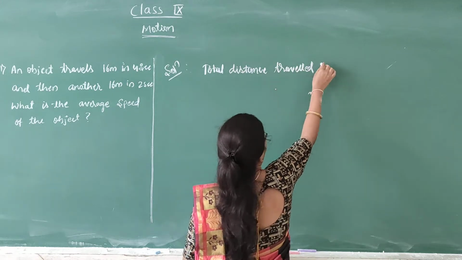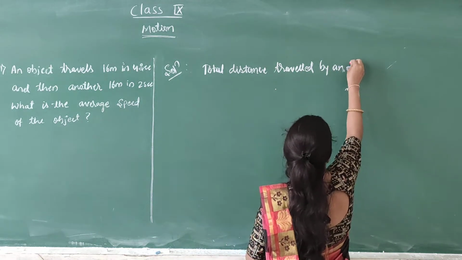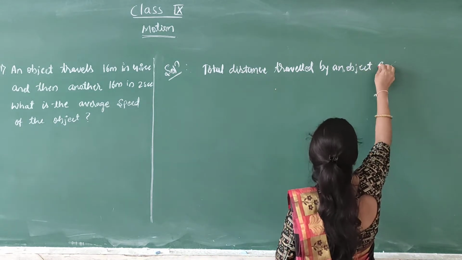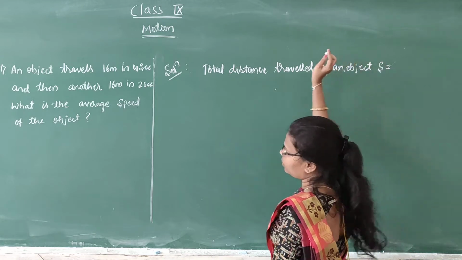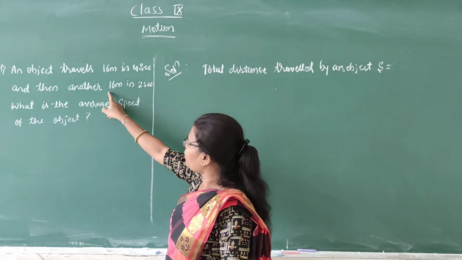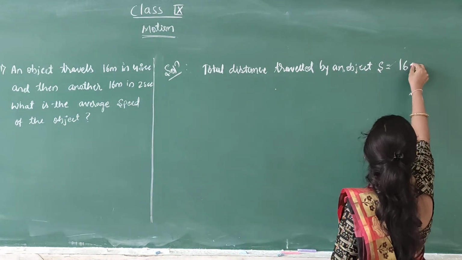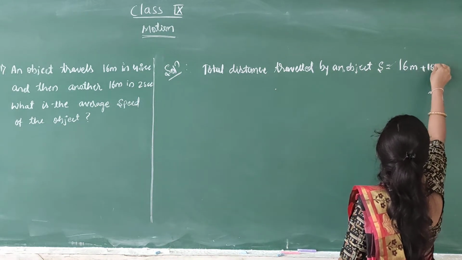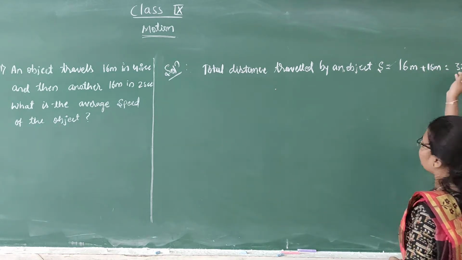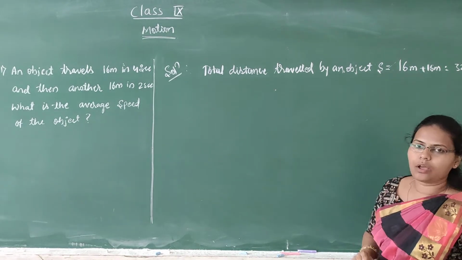So the total distance traveled by the object, consider S is equal to... First it travels a distance of 16 meters and after that it travels again 16 meters. So 16 meters plus 16 meters is equal to 32 meters. So 32 meters is the total distance traveled by the object.